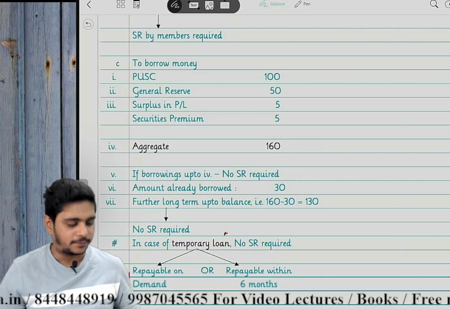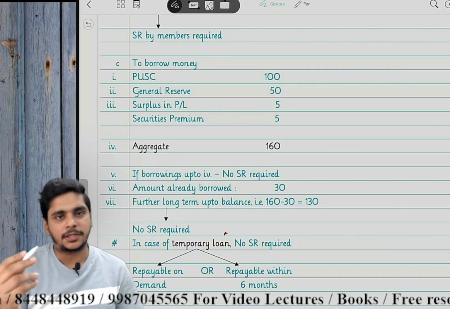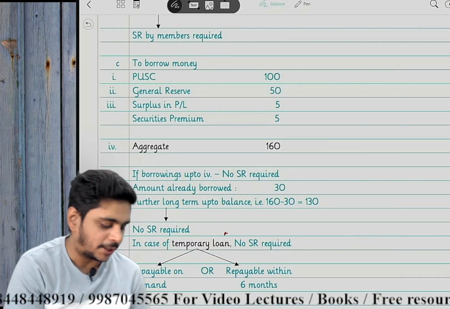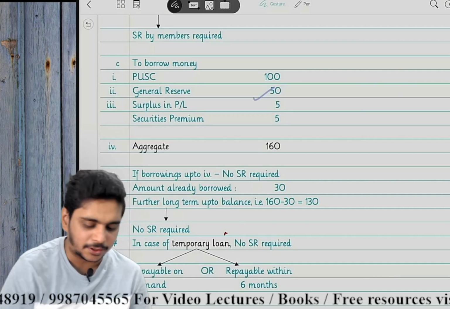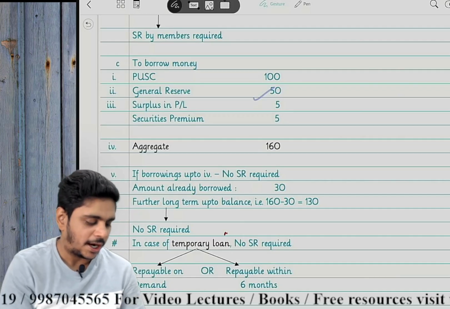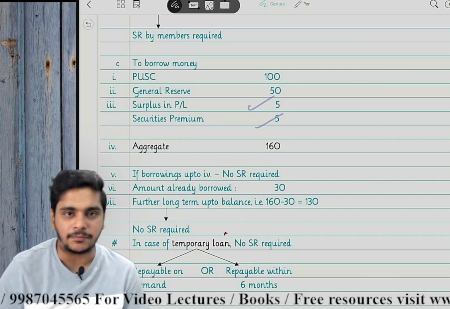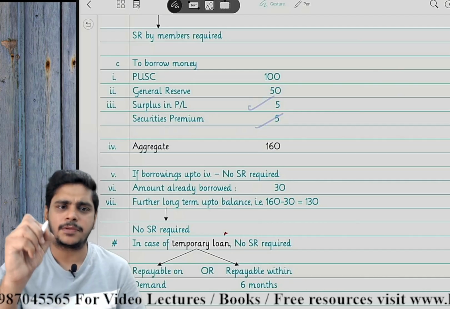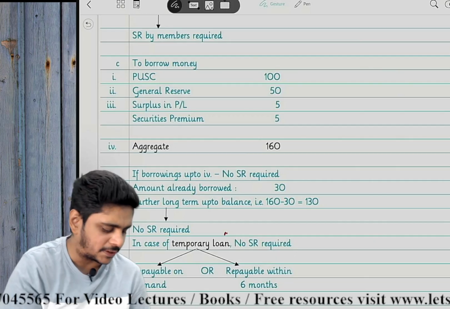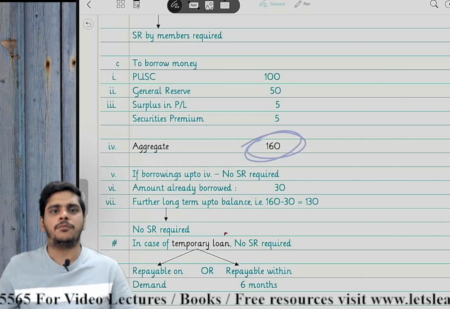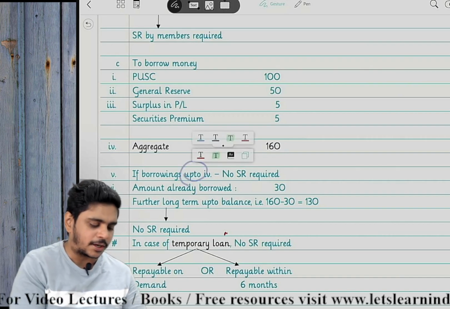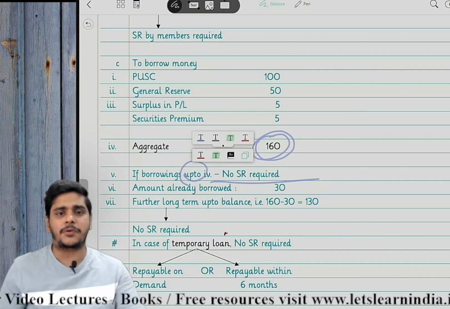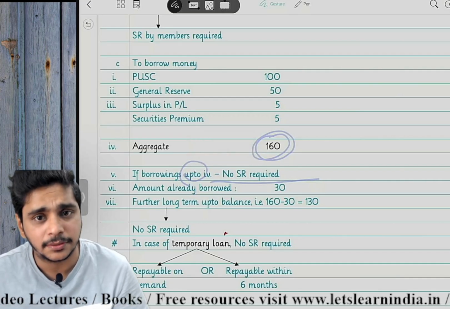Sir, what is borrow money? First you will take the limit. How do you calculate the limit? You will take paid up share capital. Imagine 100 rupees of paid up share capital is there. Add general reserve, add surplus in P&L and add securities premium. So 100 rupees plus 50 plus 10, 160. So if the board wants to borrow up to 160, no SR is required. That means it is board ka power.